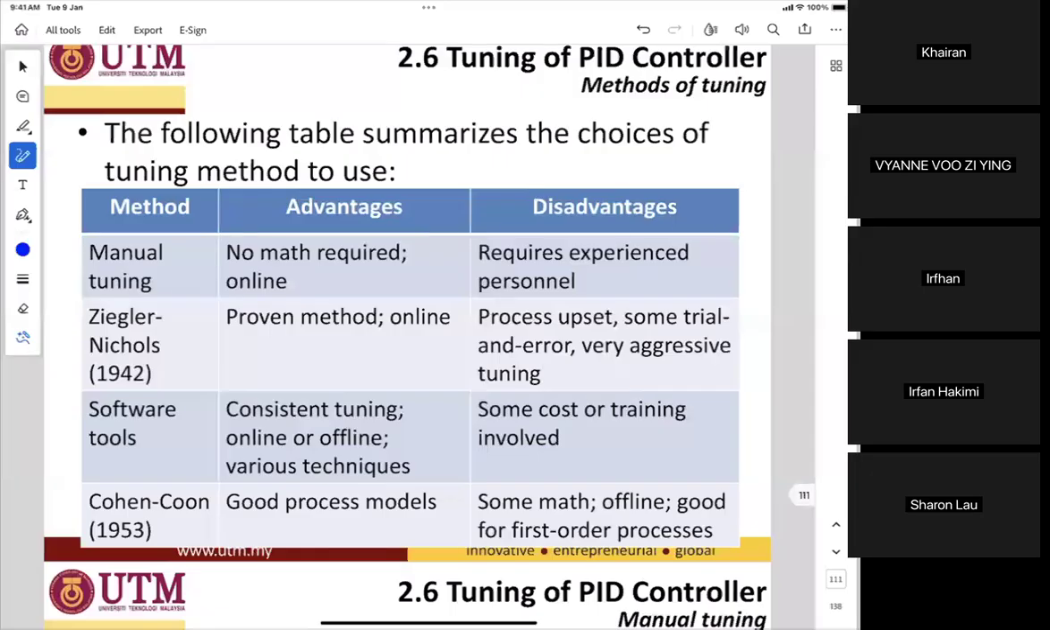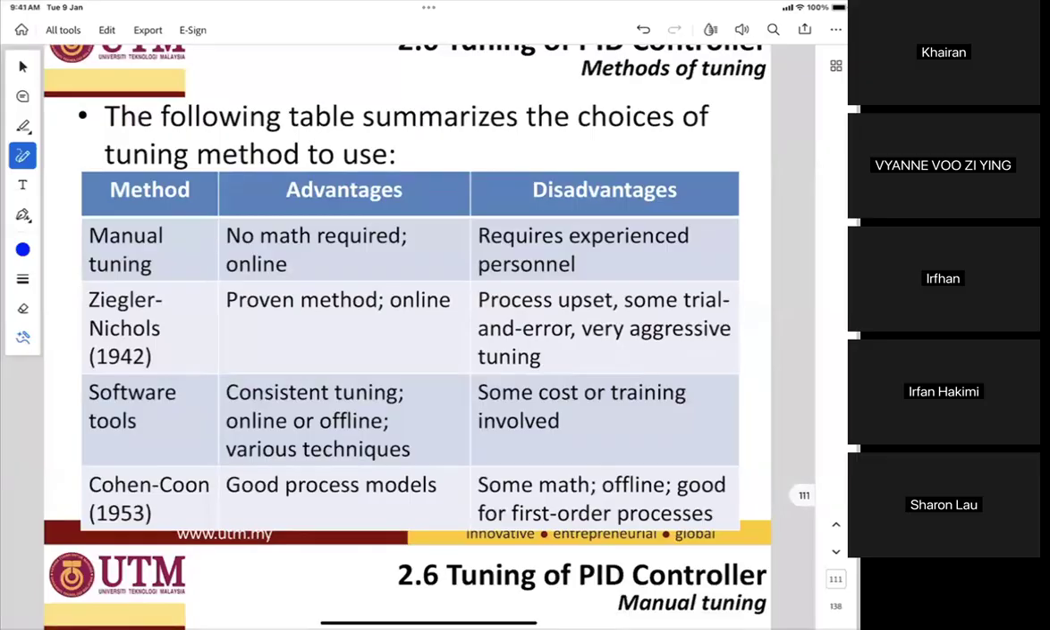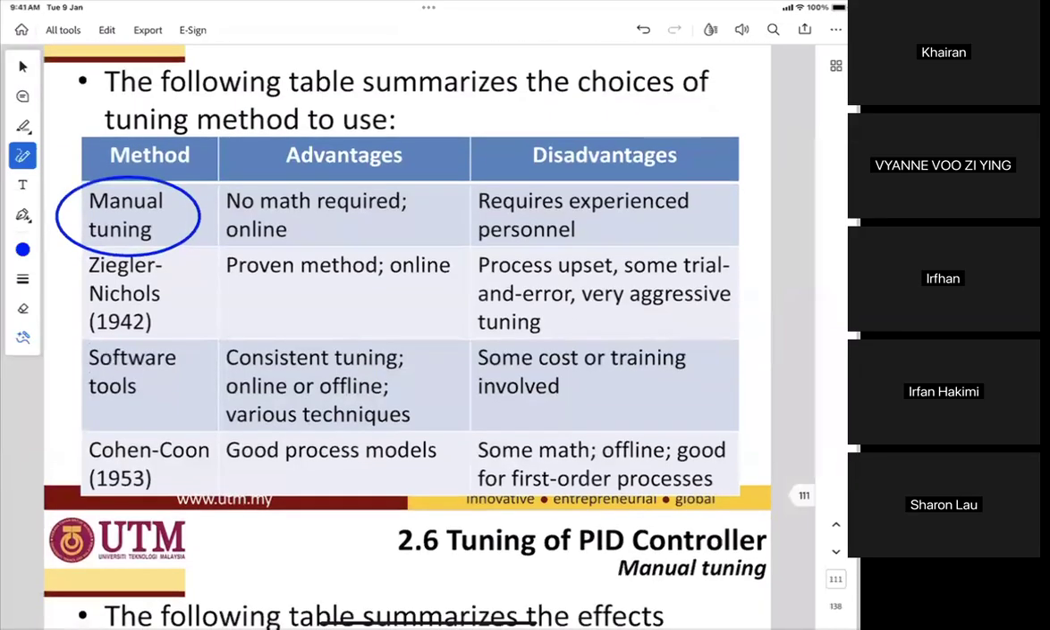Choice of tuning method. One is the manual tuning method. No math required, and it is online. The disadvantage is it requires experienced personnel, a very experienced person who knows the behavior and characteristics of the system. The second is the Ziegler-Nichols method, which is a proven method. It can be applied online, but it can sometimes upset the process. Some trial and error is needed, and it is a very aggressive tuning.